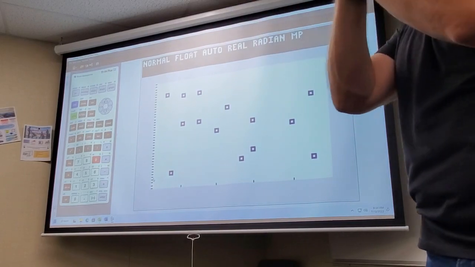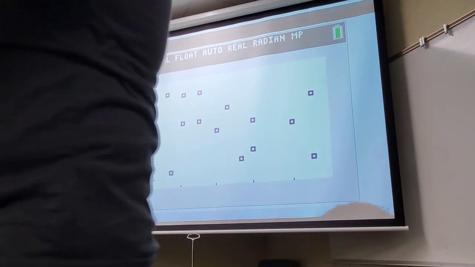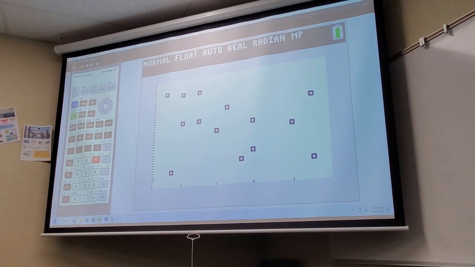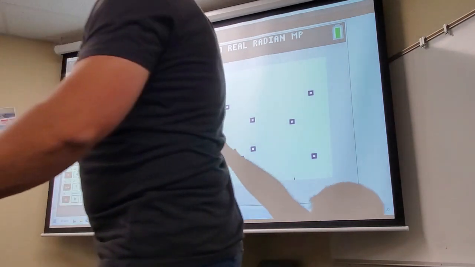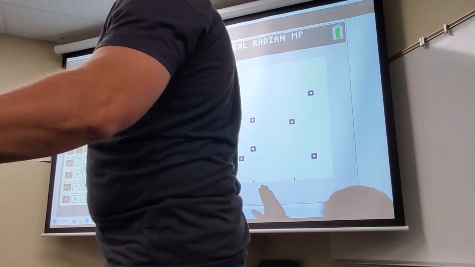So should R be closer to -1, 0, or 1? Who remembers? What should R be closer to, -1, 0, or 1? Zero. Should be closer to 0. What should it be between, -1 and 0, or 0 and 1? -1 and 0, because this is a negative slope.